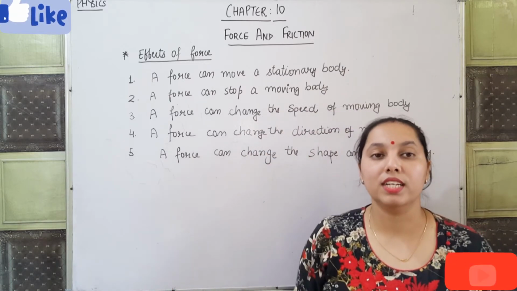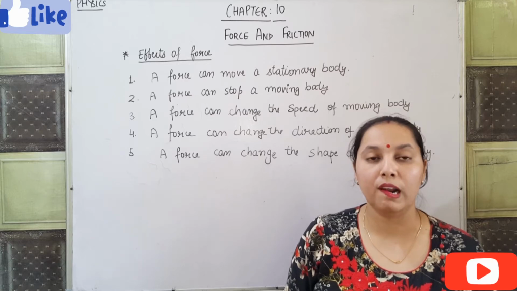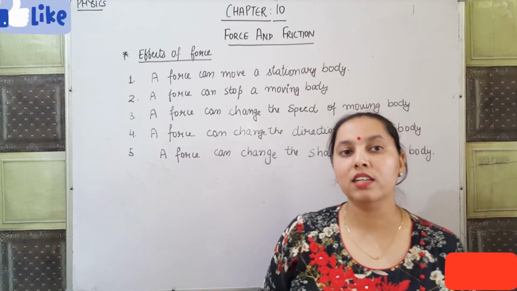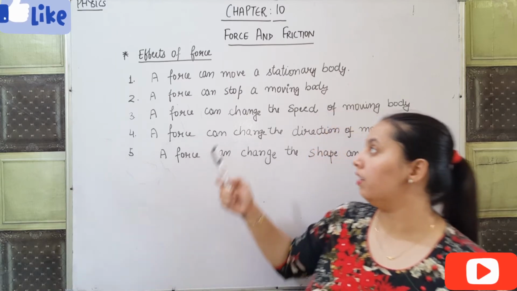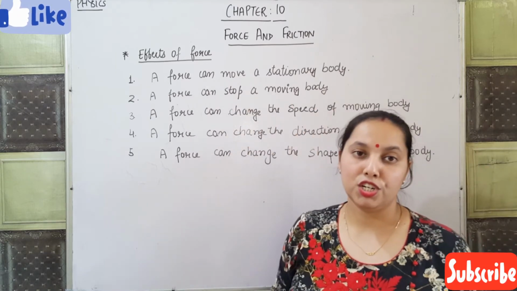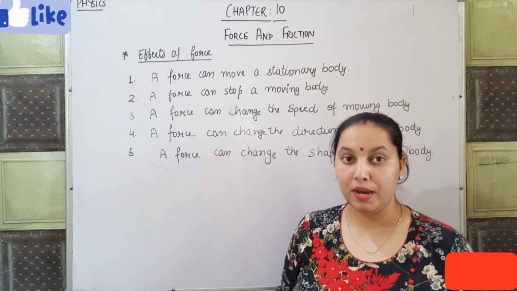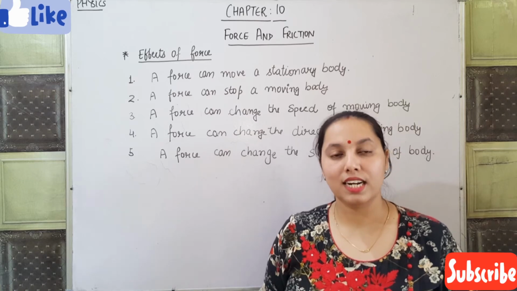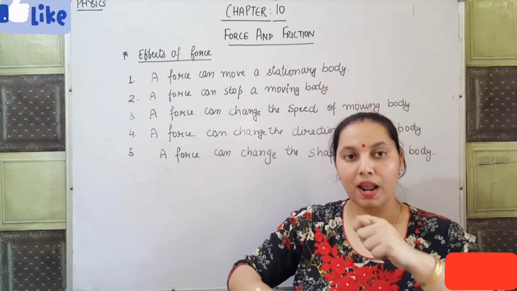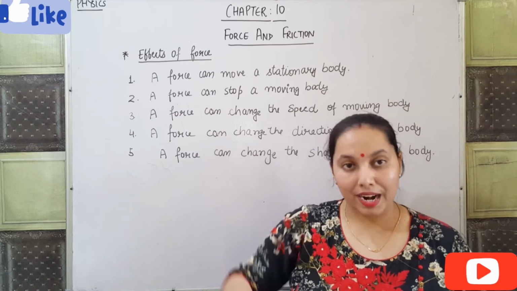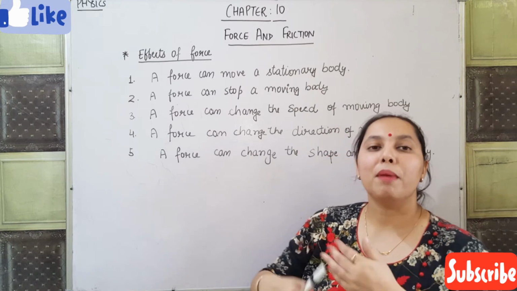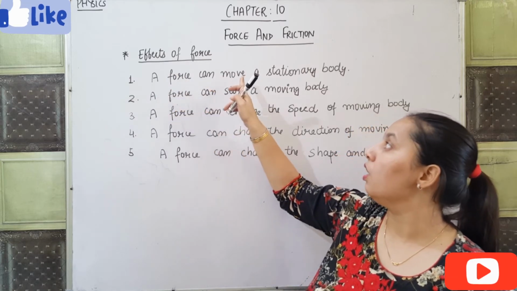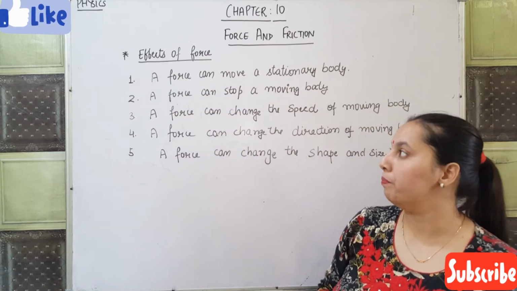Another example you can think of is football. When you play football, initially the football is at rest, and when you kick it, it means you apply force. What will it make? It can move a stationary body. Similarly, you ride a bicycle. Firstly, the bicycle is at rest. When you apply force, when you start pedaling, then what will happen? The bicycle starts moving. It means force has moved a stationary body.